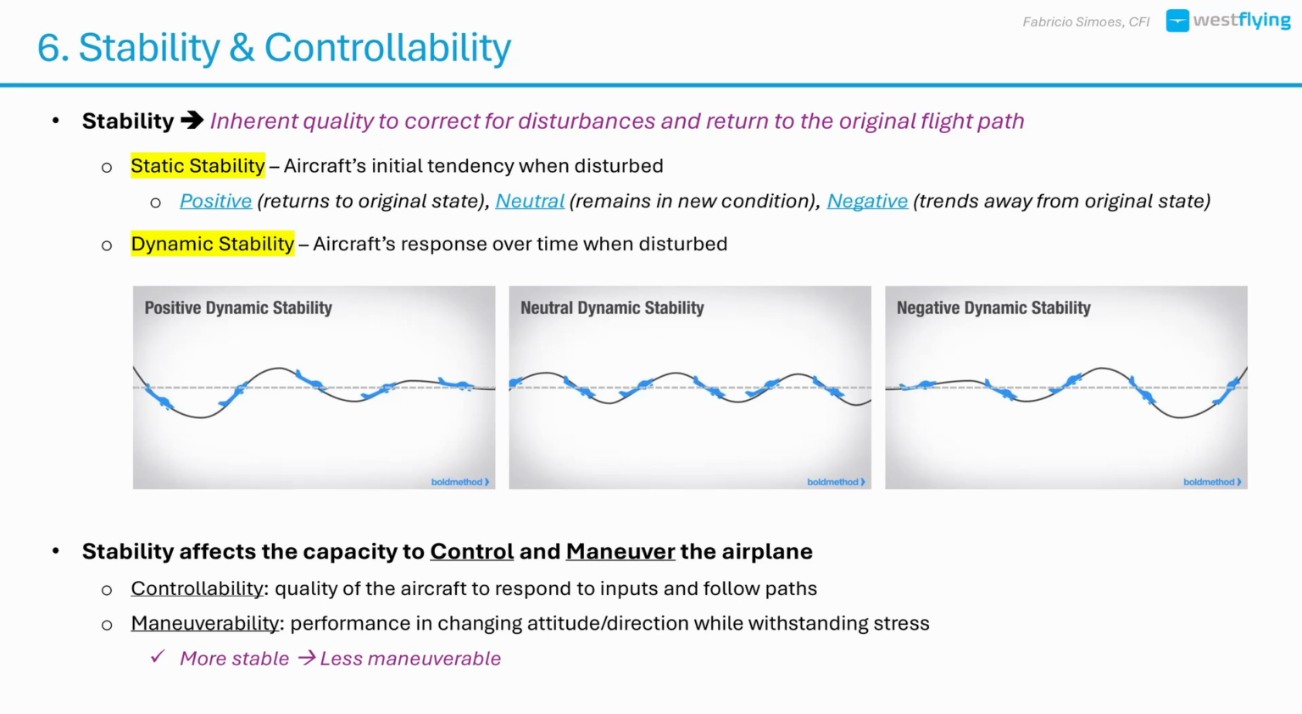Let's now dive into stability and controllability, two foundational concepts in aircraft behavior. Stability refers to the airplane's natural tendency to return to a steady flight condition after being disturbed. There are two types of stability.